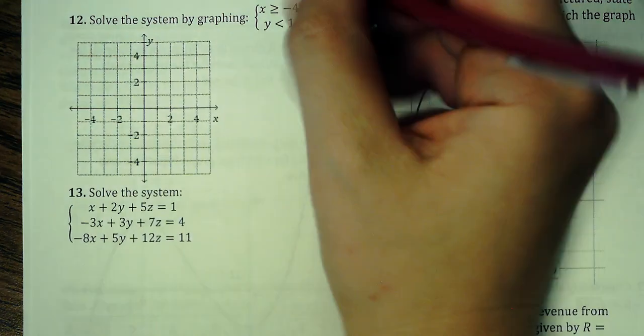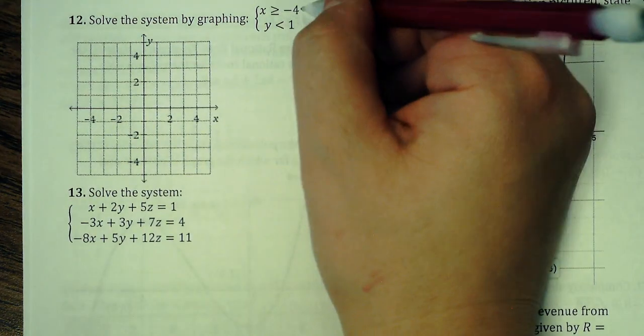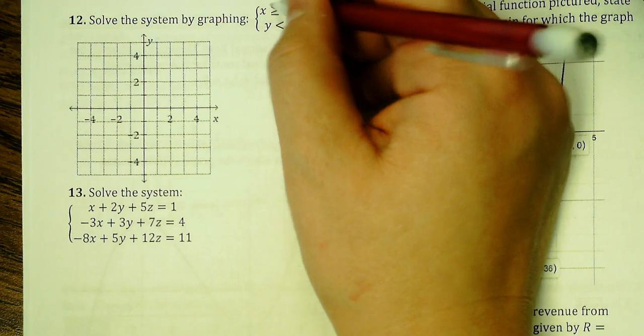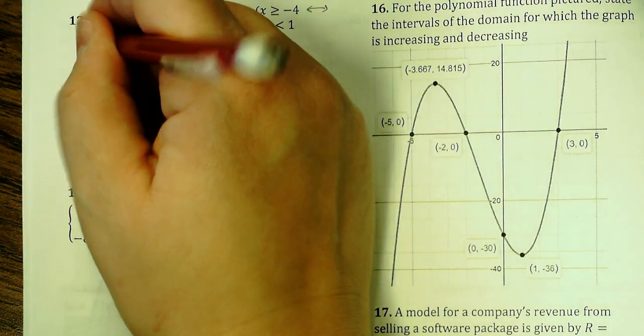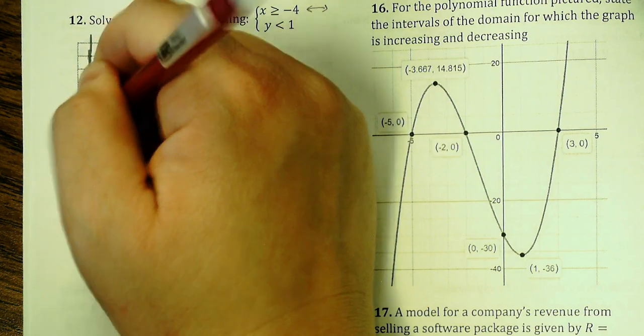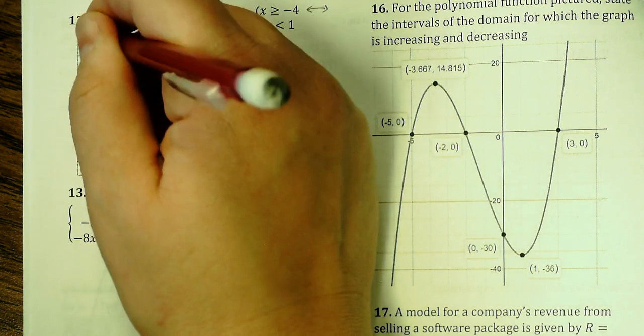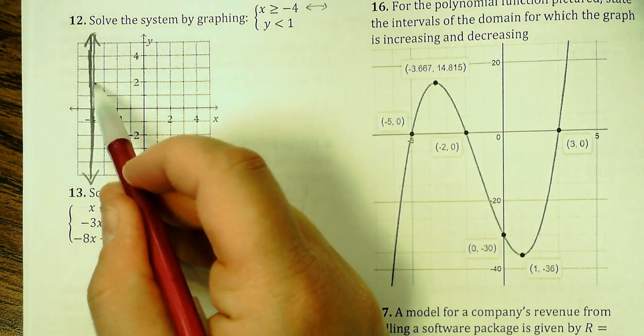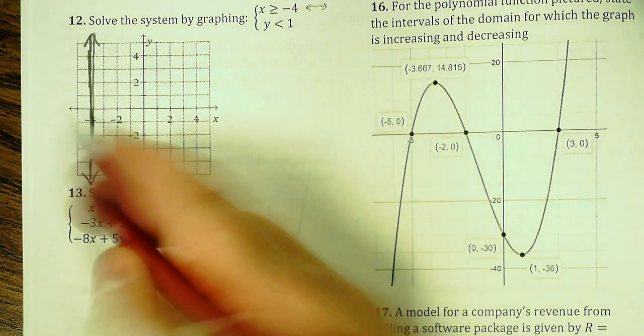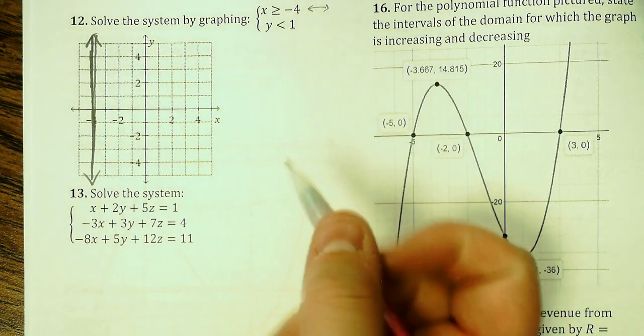All right, for number 12, we have x is greater than or equal to -4. Now, greater than or equal to, this is going to be a solid line. I call this vertical because any x equals is a vertical line. So all the x coordinates here are -4: (-4, 0), (-4, 1), (-4, 2). All the x coordinates are -4. All the y coordinates change as you go up and down the line. So that should be a solid line.